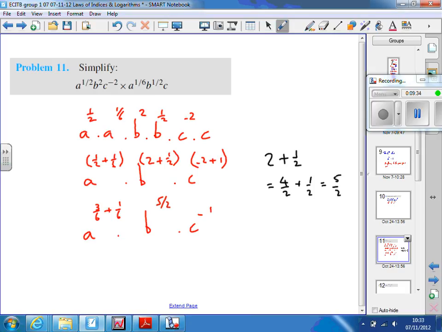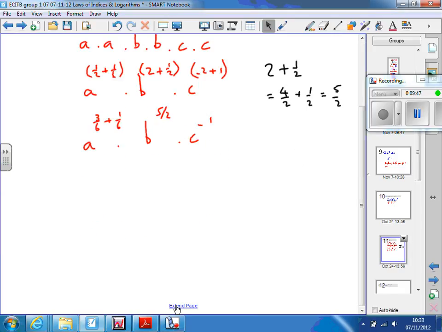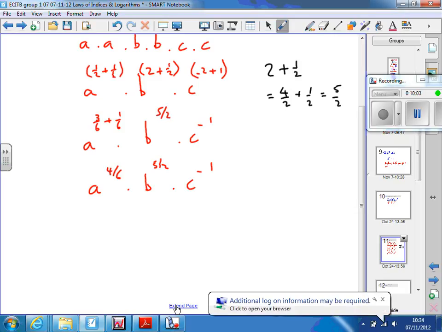Instead of writing it as 2 and a half, we write it as 5 over 2, because then I can write it in surd or root form using the 5th law of indices. So now 3/6 plus 1/6 is 4/6 times b to the 5 over 2 times c to the minus 1. 4/6 can be simplified though, can't it? To what? 2/3. So a to the 2/3, b to the 5/2, c to the -1.